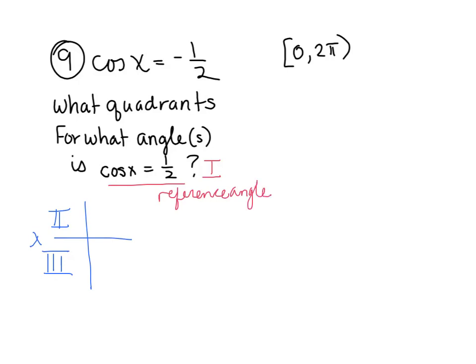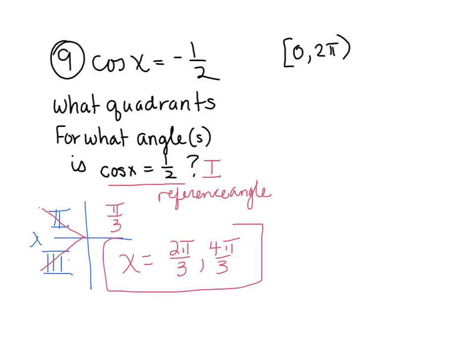So cosine of pi over 3 is equal to 1/2. Pi over 3 is in the first quadrant. So what I need are the pi over 3 angles in the second quadrant and the third quadrant. Well, the one in the second quadrant is 2 pi over 3, and the one in the third quadrant is 4 pi over 3. So those are my two angles. Both of those angles are between 0 and 2 pi, so I am finished.